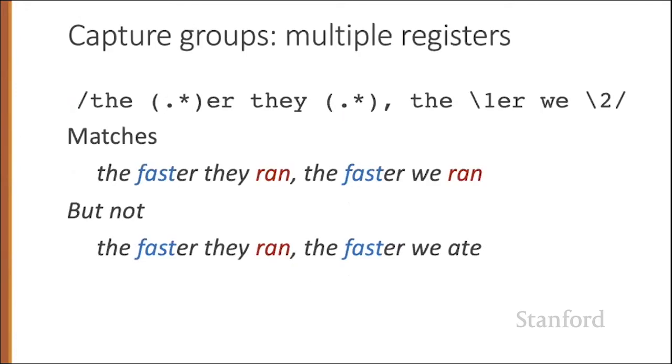In very complex patterns, we'll want to use more than one register. So here's an example where we might capture two strings and then maybe refer to them both in order. First string, second string, and then we'll refer to them in order. So we can match the faster they ran, the faster we ran, but not the faster they ran, the faster we ate, because ate doesn't match \2, which in this case will be the string ran.